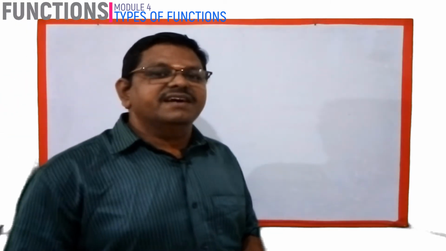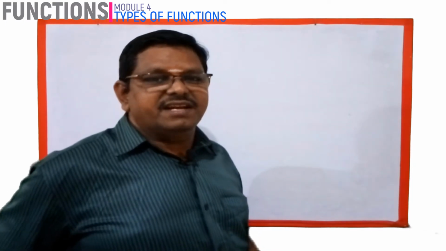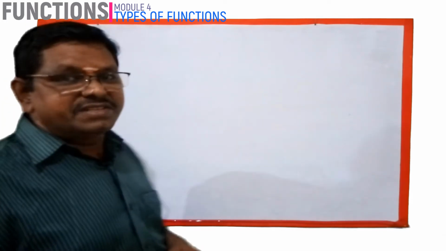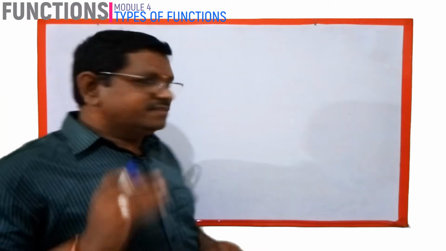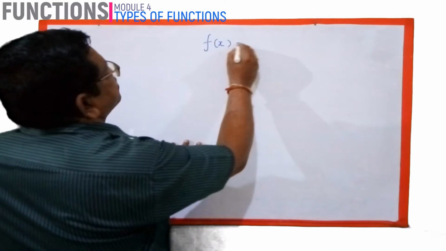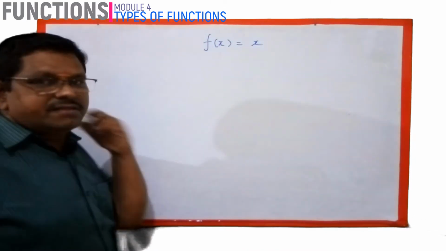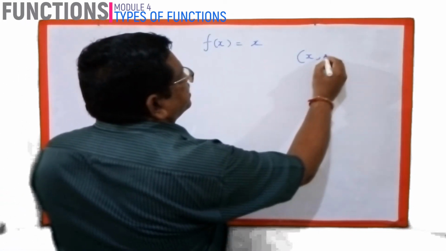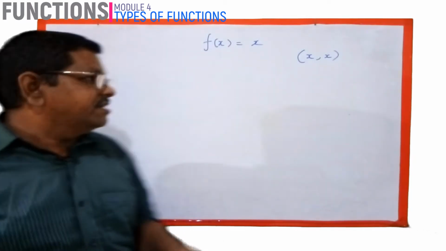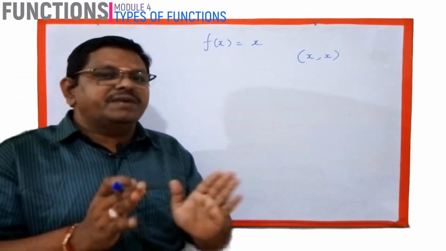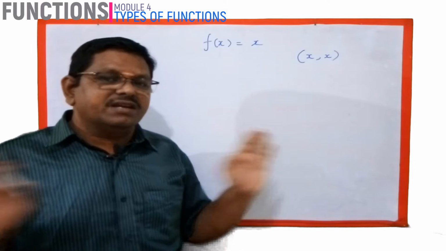Now let us take the next type of function, that is the identity function. In our previous modules we discussed the identity relation. There itself we discussed that f of x is equal to x. There I told you that in the ordered pairs we were getting all elements such as x comma x. Here f of x equal to x means the image and pre-image, both the values, are the same.